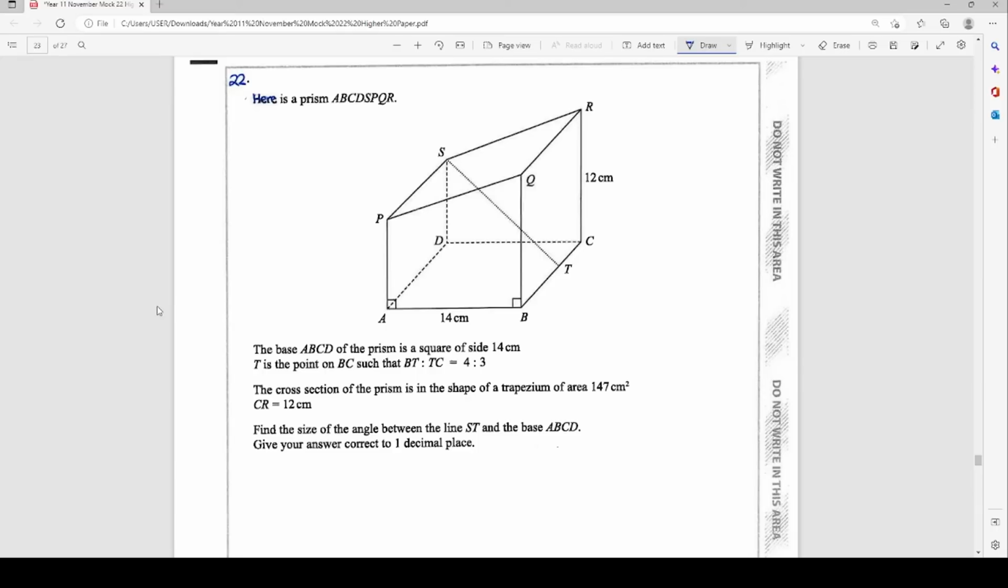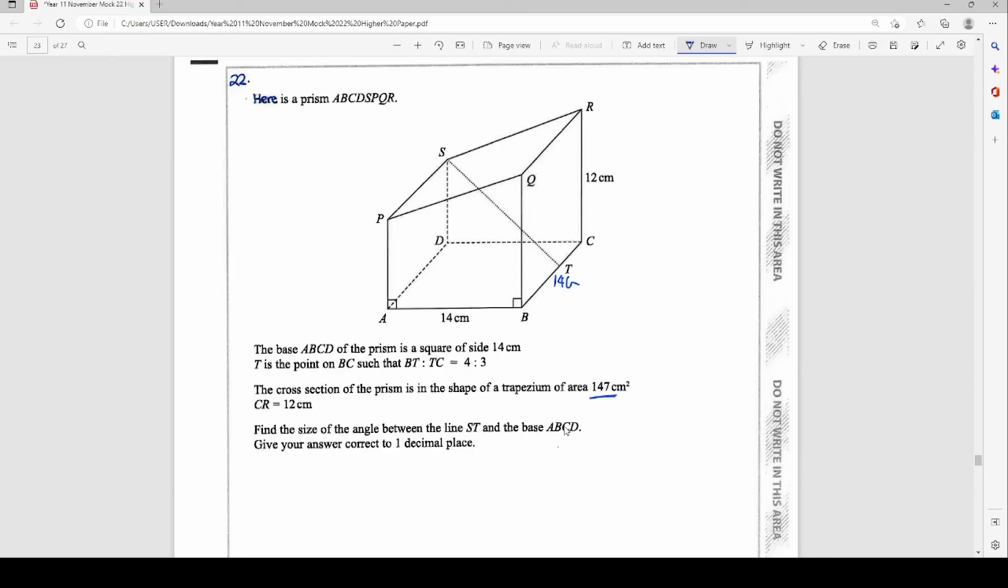It means that you can use all that information. Now, the base ABCD of the prism is a square of side 14 centimeters. Okay, so it is a square of 14 centimeters, fine. And then we have the cross section of the prism, which is a trapezium of this area. So we have the trapezium with area 147 centimeter square, and the CR is also given to us. So CR is 12.